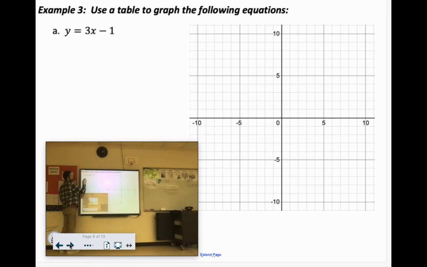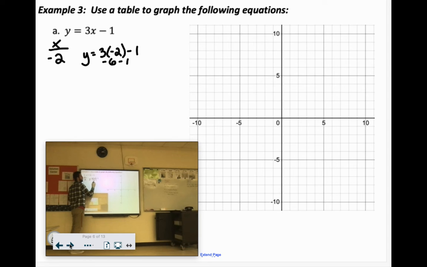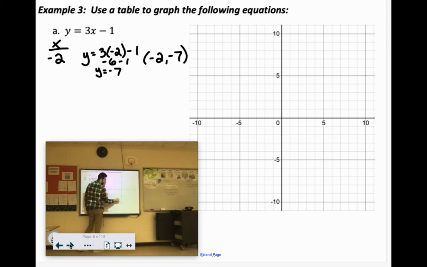So your column has like the x's already filled out. Maybe it doesn't, but we're going to put in -2 here for x. Y equals 3 times -2 minus 1. Whatever we get for the answer will be our y coordinate. 3 times -2 is -6, minus 1 is -7. So our x that we chose was -2, and it came out to be -7. So there's our coordinate. So go 2 to the left, 7 down. There's our first coordinate.